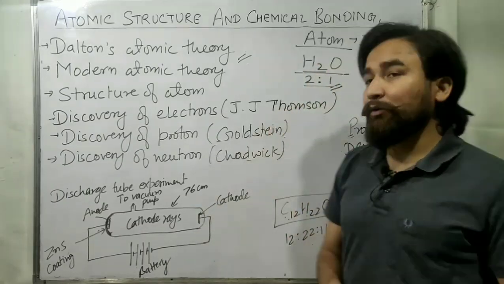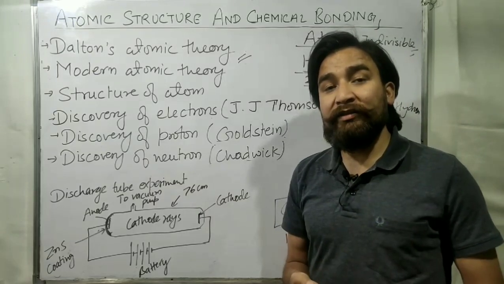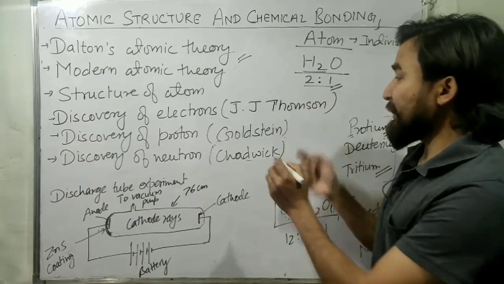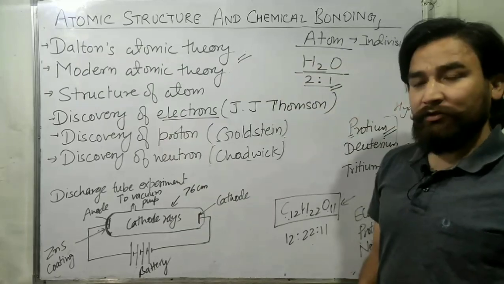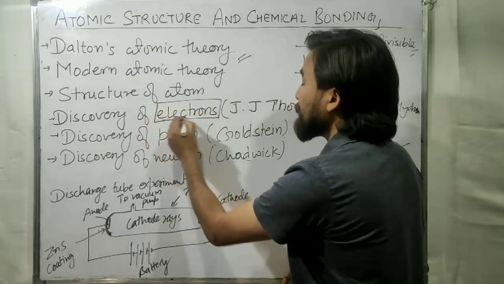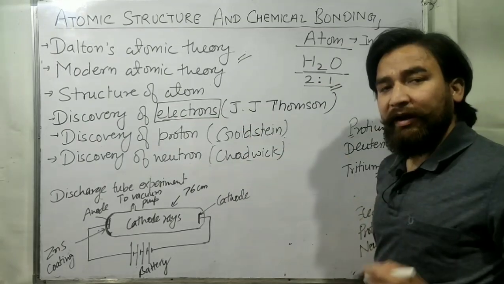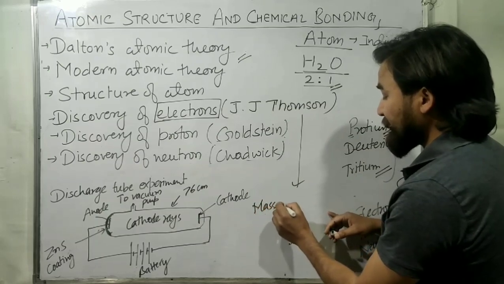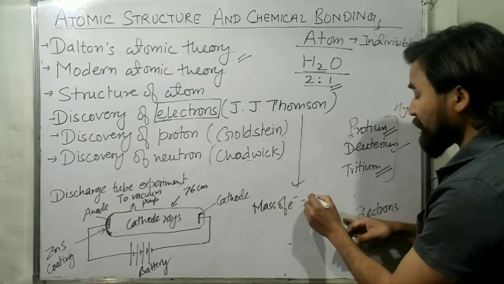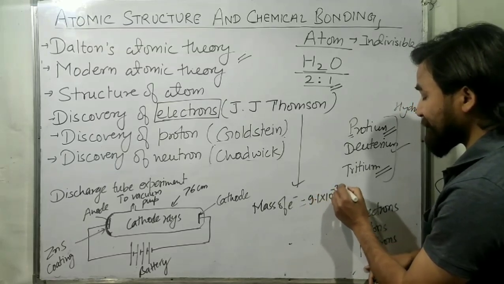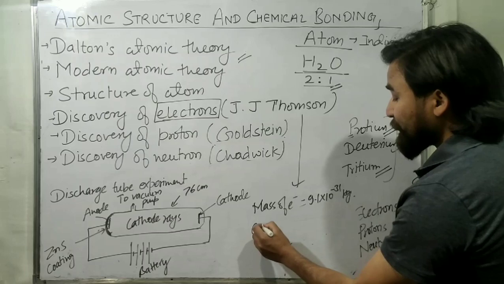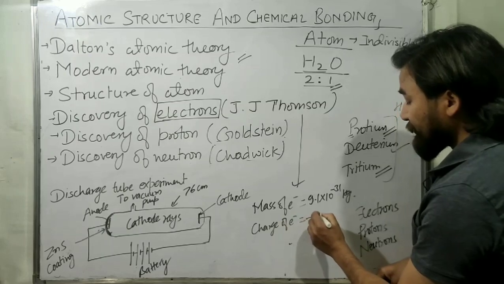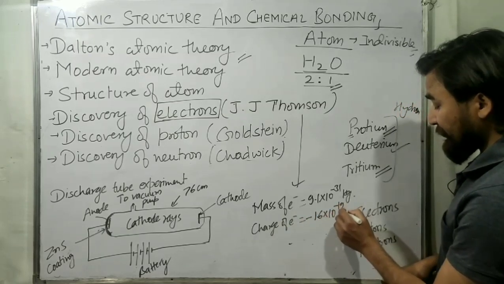Later, J.J. Thomson found that these cathode rays contain some particles, and he gave these particles a name, that is electrons. So you have to remember that J.J. Thomson named electrons, and he also found out the mass of electron. The mass of electron was very small, that is 9.1 into 10 raised power minus 31 kg, while the charge on electron was negative 1.6 into 10 raised power minus 19 coulomb.